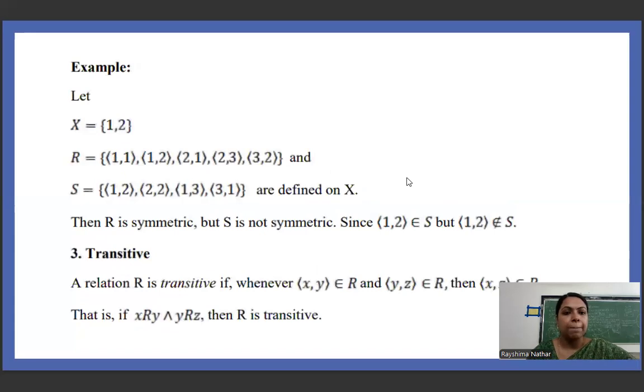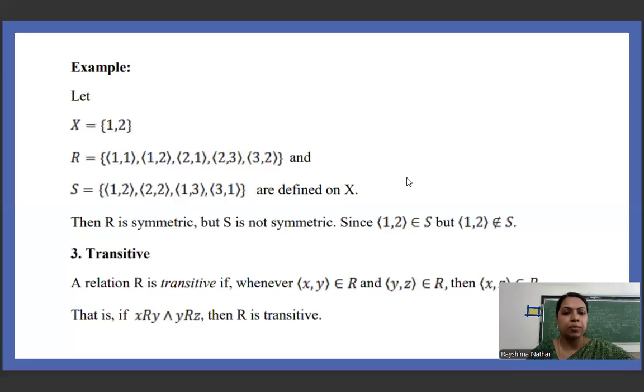Example: here we are considering the same example. R is symmetric but S is not symmetric. This is because here (1, 2) belongs to S, but the inverse element of (1, 2), that is (2, 1), does not belong to S.